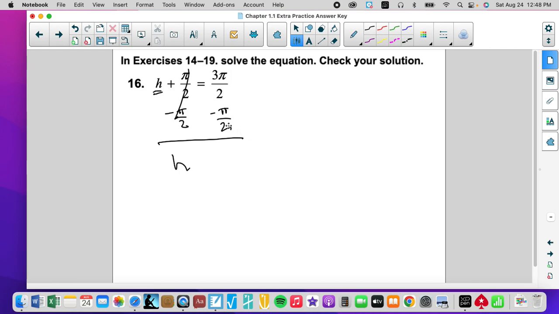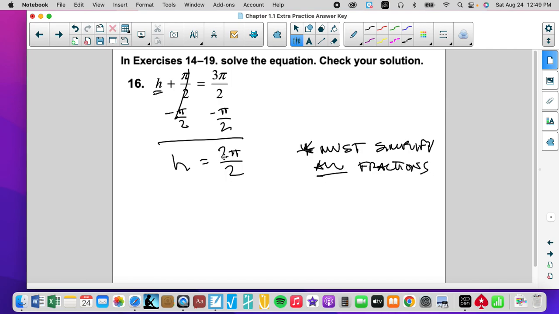Now we have like denominators, so we're going to combine their numerators. 3 pi minus pi, if I have 3 pi's and I subtract a pi, how many are you left with? You're left with 2 pi over 2. Now you must simplify. You must simplify all fractions. So we can simplify 2 over 2 to make 1, and we get h equals pi. That's what it is. We're done.